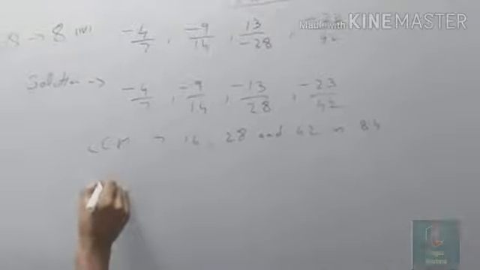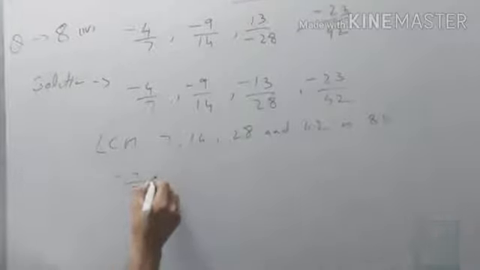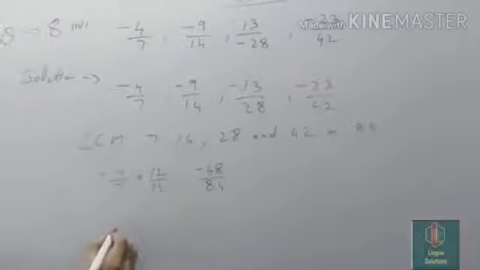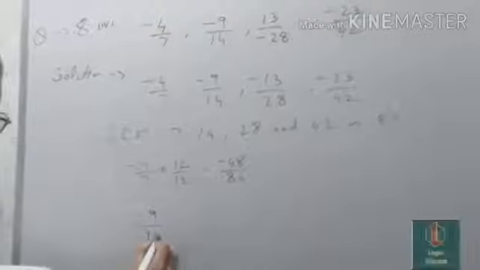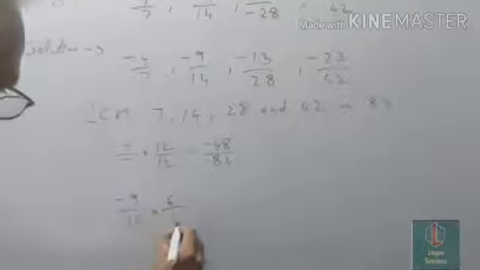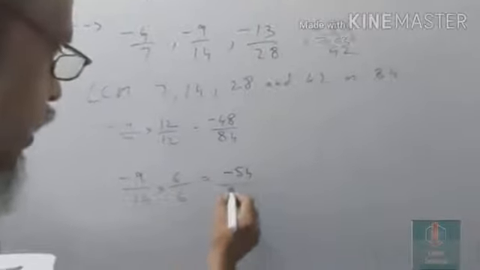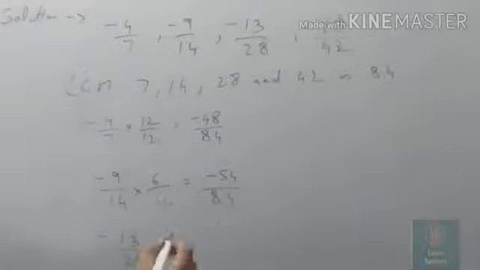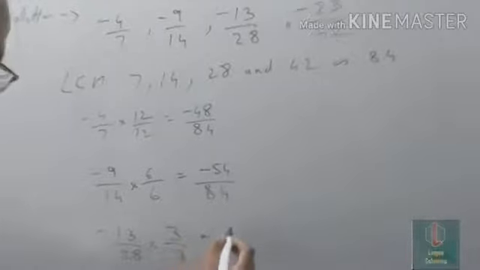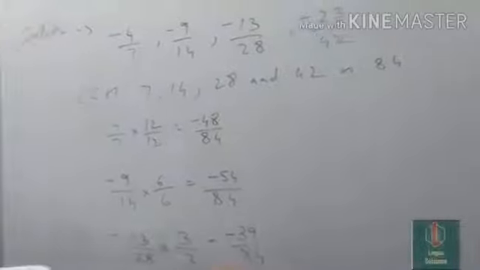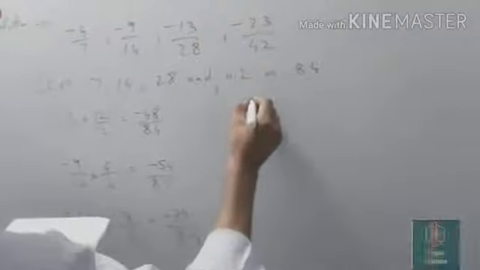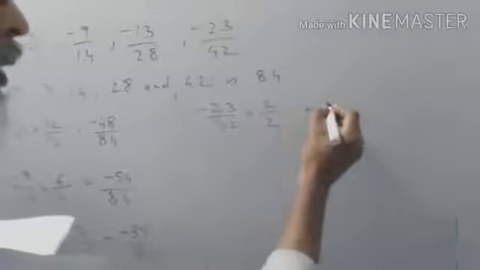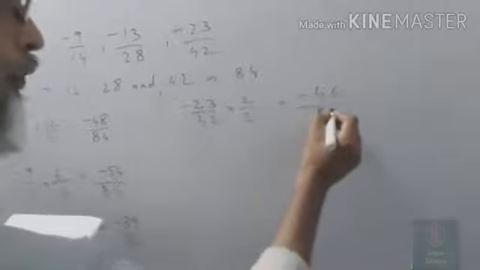Now our terms will be minus 4 by 7 into 12 by 12 is equal to minus 48 by 84, minus 9 by 14 into 6 by 6 is equal to minus 54 by 84, minus 13 by 28 into 3 by 3 is equal to minus 39 by 84, minus 23 by 42 into 2 by 2, we get minus 46 by 84.